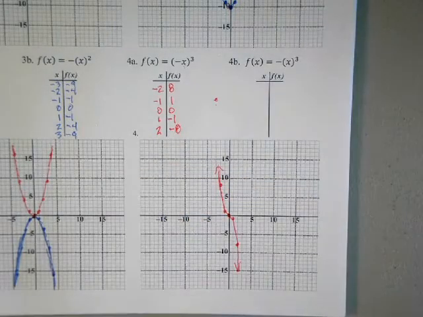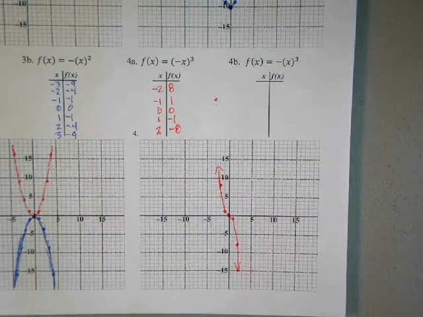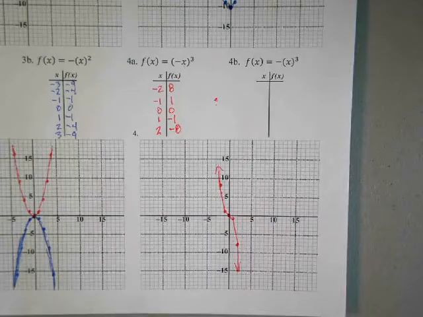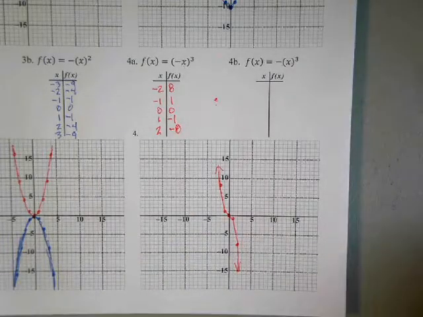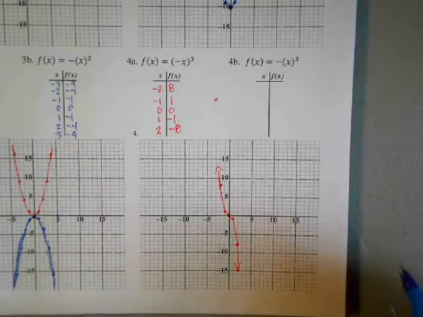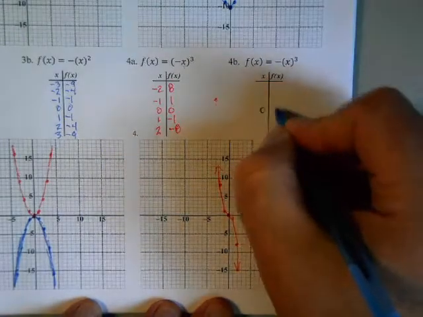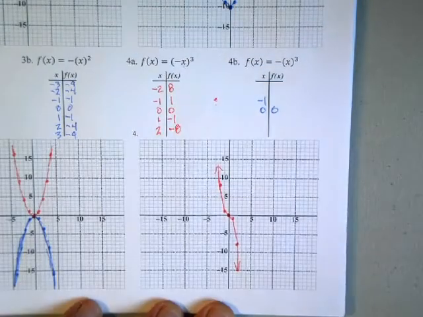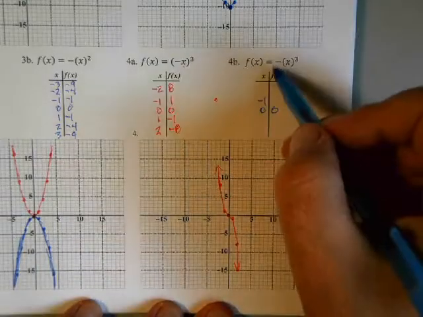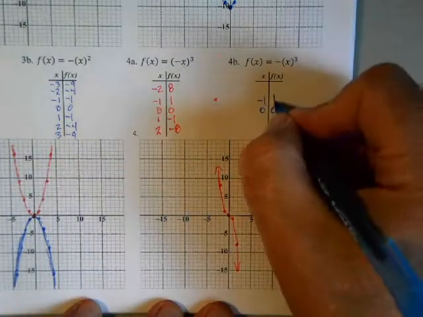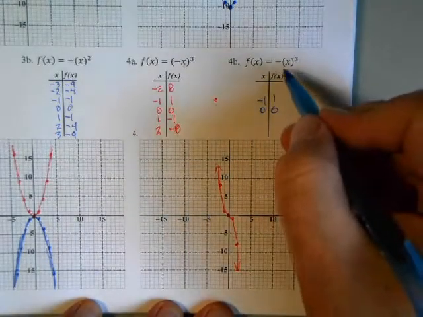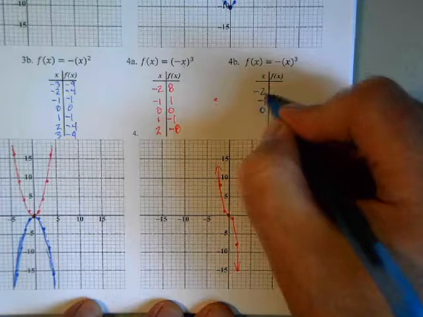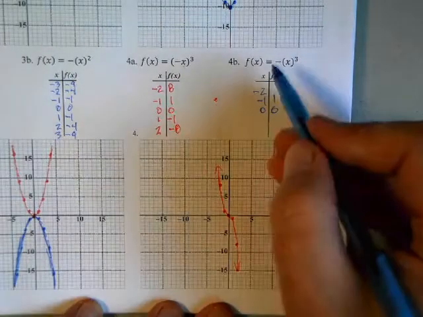All right, now what if we put the negative sign out front like we did in part 3? So again, I'm going to have 0, 0. If I put in a negative 1 cubed is negative 1. Another negative sign out front, so it makes it 1. If I put in a negative 2 cubed is negative 8. Another negative sign out front becomes positive 8.